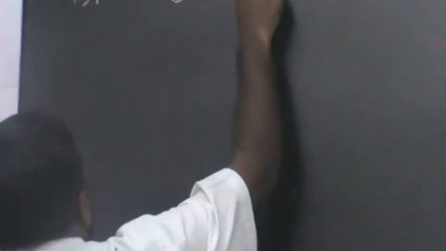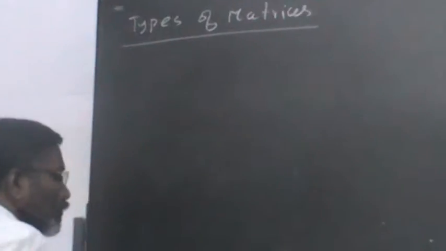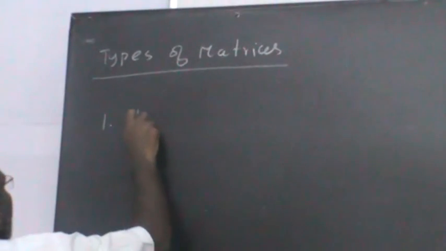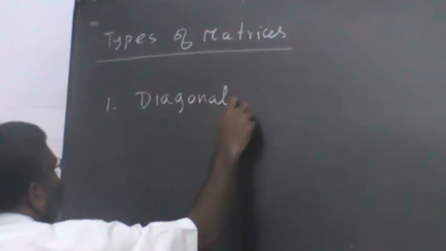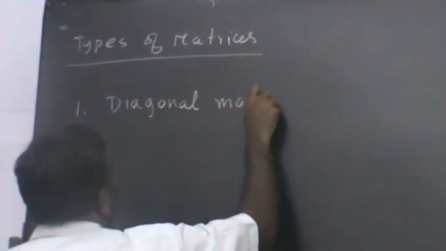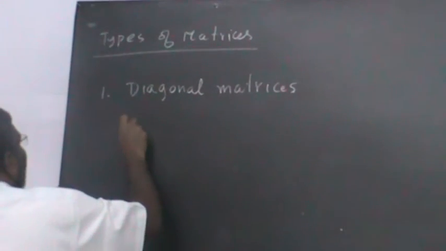Types of matrices. The simplest matrix is an identity matrix, right? Then the next simplest matrices we have are diagonal matrices. So, diagonal matrices.